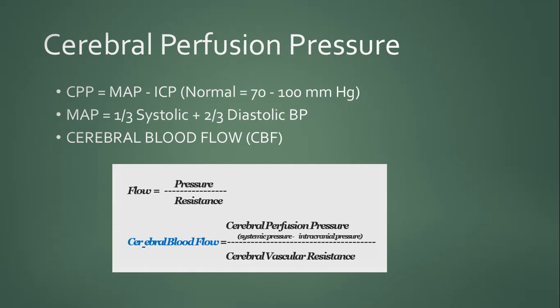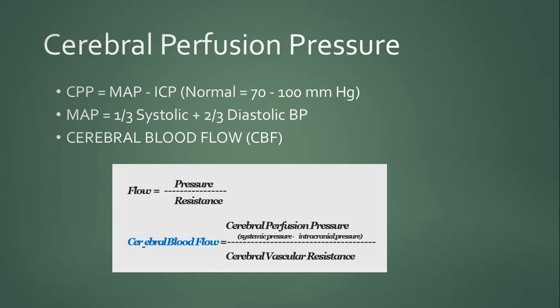And then how do we calculate the mean? Mean is calculated as 1/3 of systolic plus 2/3 of diastolic blood pressure. And how do we calculate ICP? We will study that in the coming slides.